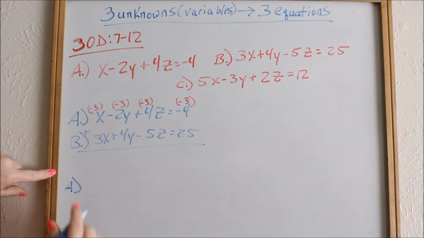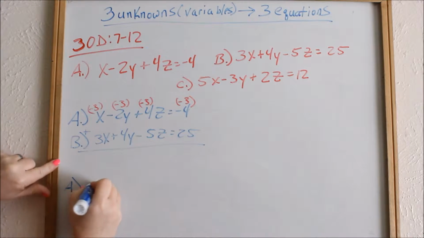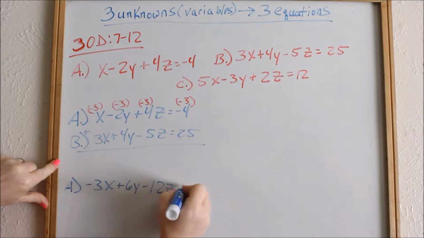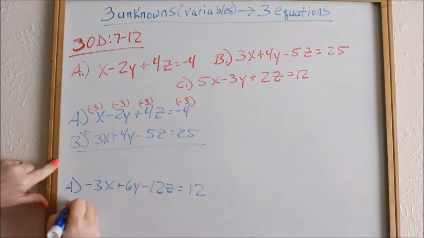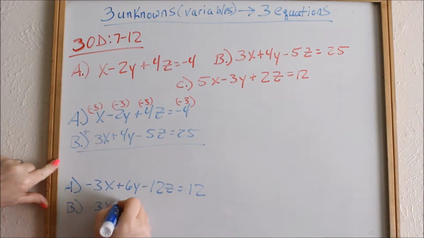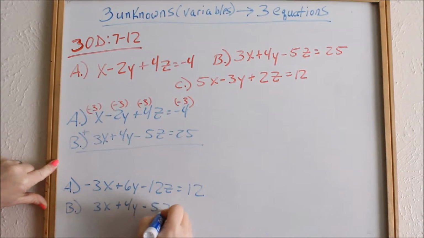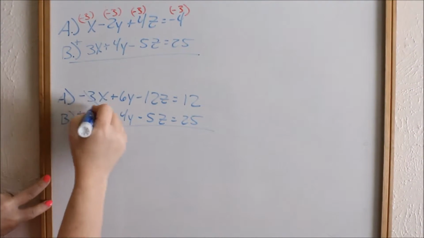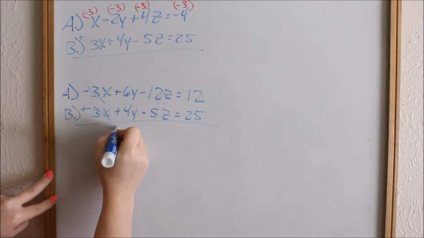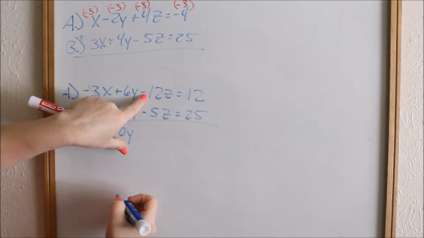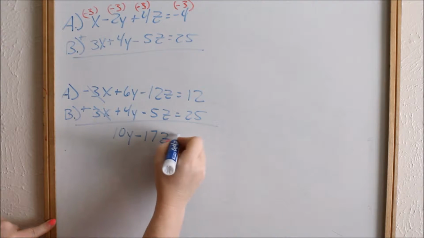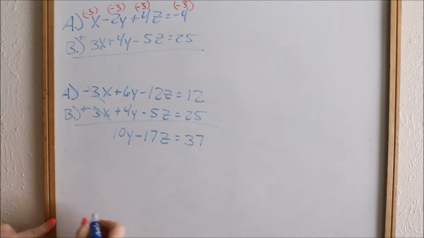So for A, after I've multiplied everything by negative 3, that will be a negative 3x, a positive 6y, negative 12z, and a positive 12. I didn't do anything to equation B, so it stays the same. Okay, I'm going to add these together. Those two eliminate. 6y plus 4y is 10y, negative 12z and negative 5z, in debt 12, in debt 5, means I'm in debt 17, and then adding those, 37. I'm going to call this equation 1.